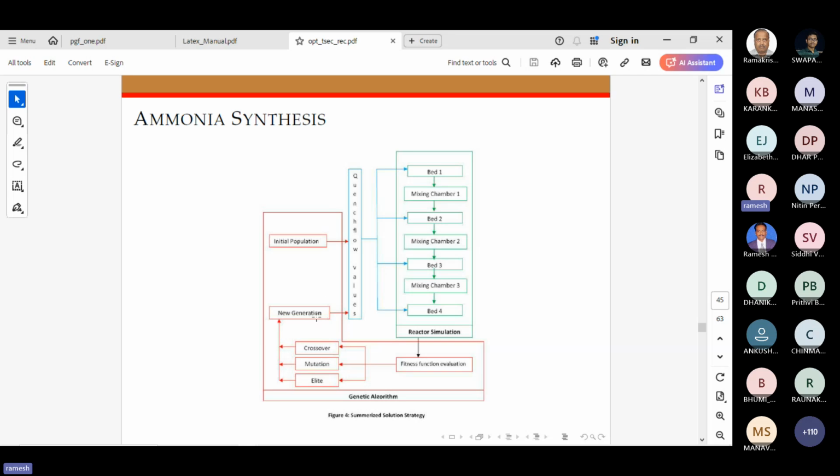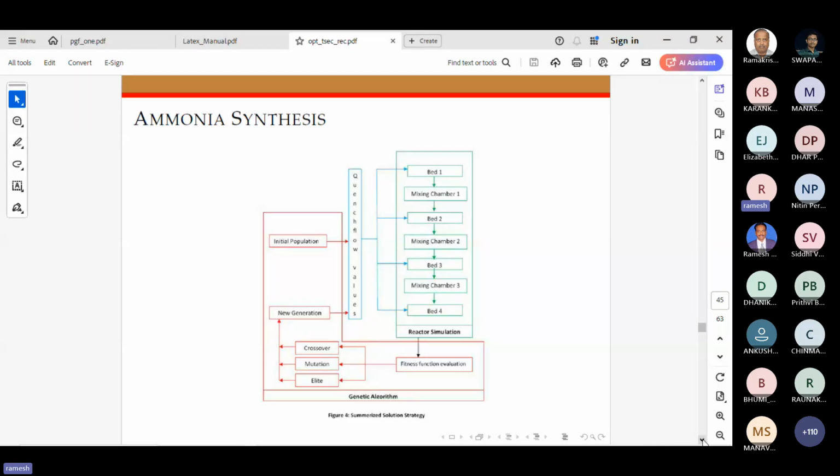The initial population is sent to the simulation model here. What does the initial population mean? Sets of three values for the three quench flows. They will make up the initial population. They will be sent here and go through this entire simulation algorithm, bed 1, bed 2, etc. After solving all the equations for all these beds, you get the final values. Then you get the fitness function, and from here we do crossover, mutation, etc., and create a new generation. Like that it goes again. This is repeated a large number of times.